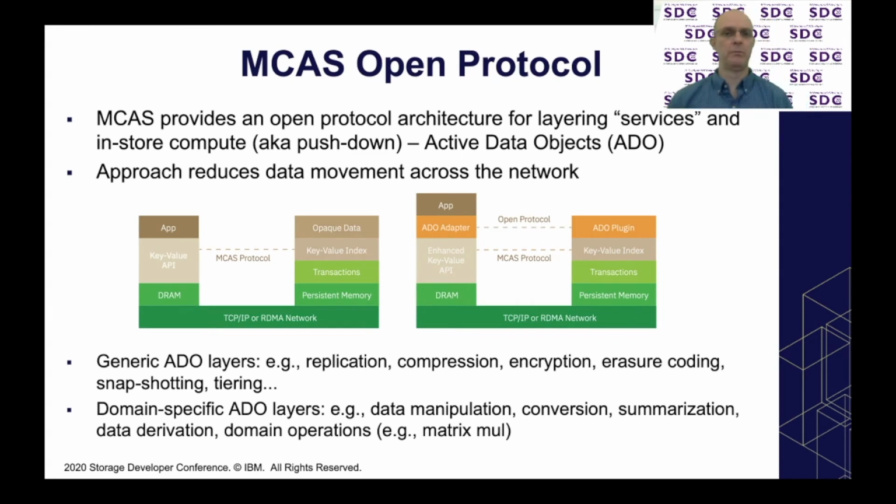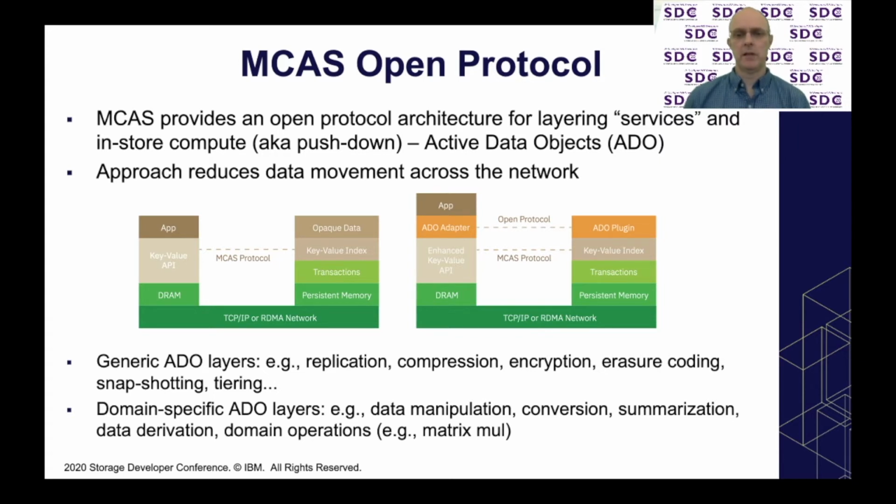MCAS provides an open protocol architecture. This allows you to layer services on and provide in-store compute, sometimes known as pushdown. And for our system, we call those active data objects. The basic reasoning for this is to essentially reduce data movement across the network by pushing compute to the data, as opposed to vice versa.